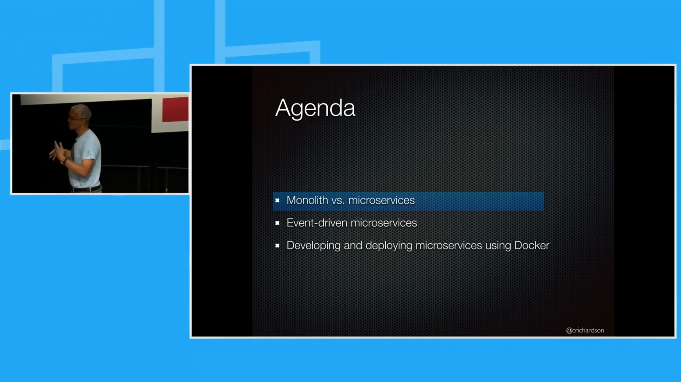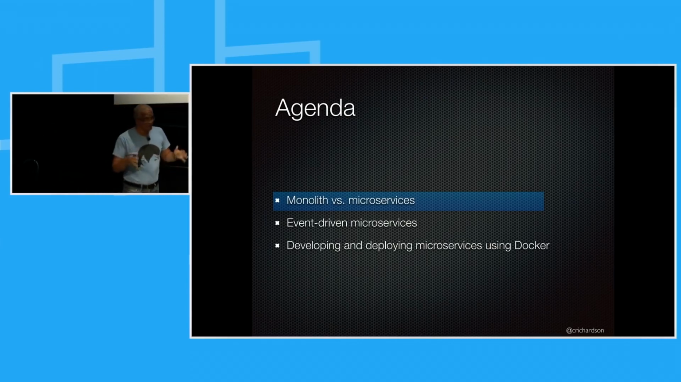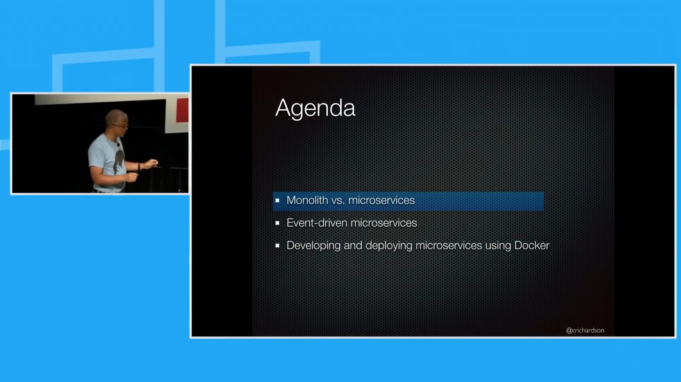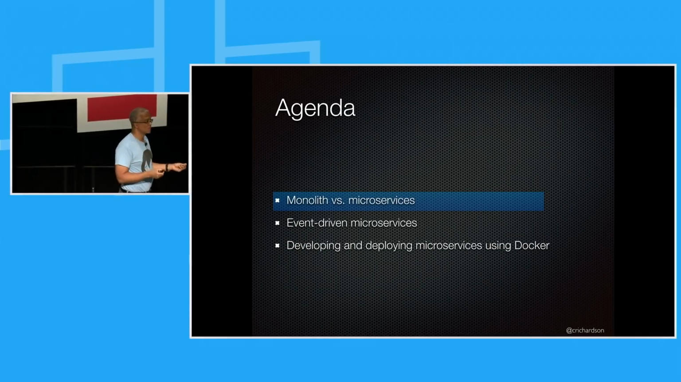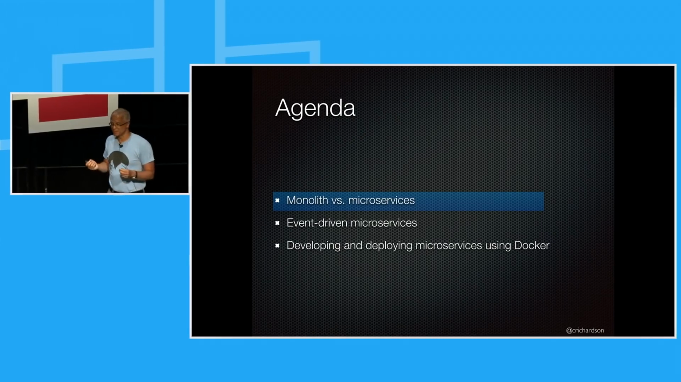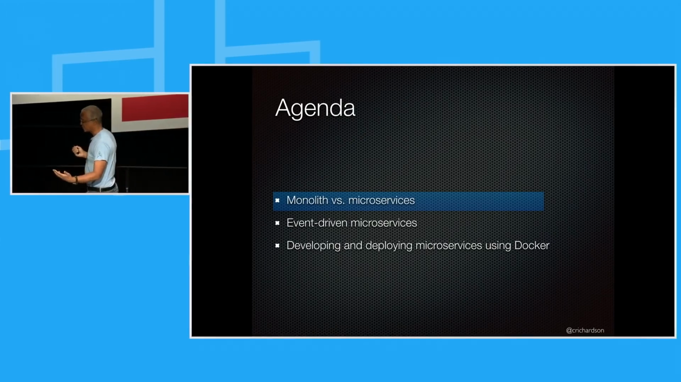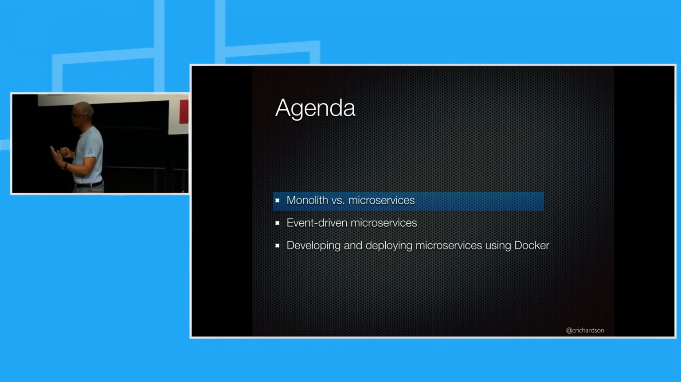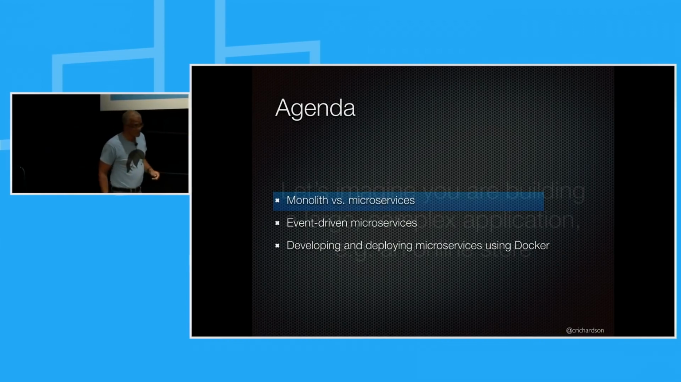a monolithic architecture or a microservice architecture, because there's trade-offs there. Then I'm going to talk about how an event-driven approach solves some key challenges that you have to deal with when you're building a microservice architecture. And then I'm going to finish up by talking about how Docker fits in and how it can simplify both deployment and development. So let's get started.